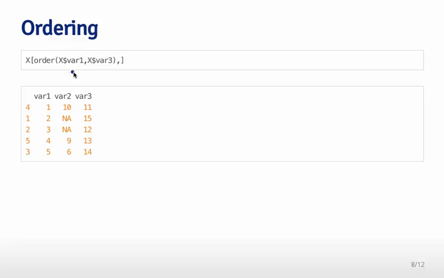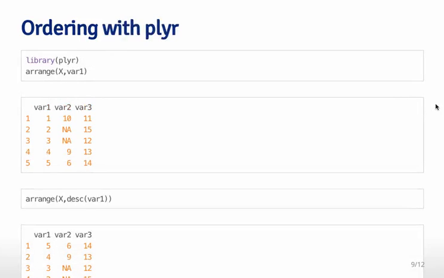You can also order by multiple variables. So for example, you can pass it variable 1 and variable 3. And so what it'll do is it'll first sort so that variable 1 is in increasing order. And then if there are multiple values of variable 1 that are the same, it will sort the values of variable 3 in increasing order within those values. So it sorts the first variable first and the second variable within the first variable.